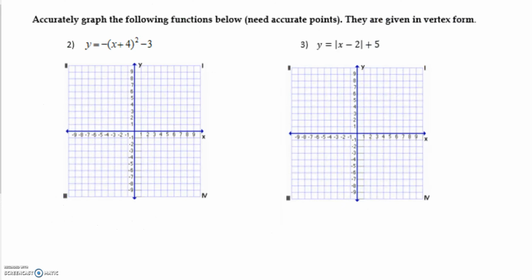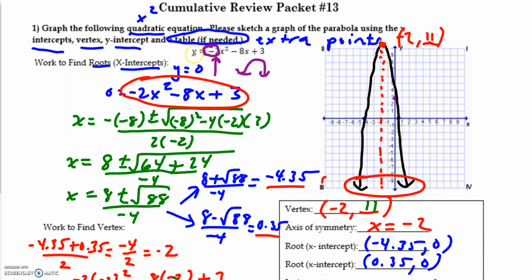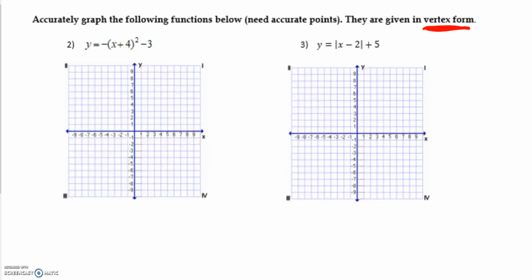Numbers 2 and 3. These functions are given in vertex form. Unlike number 1, this is given in standard form. Whenever you're given something in standard form, that's when you need the roots, vertex, and y-intercept. But if you are given in vertex form, that means you can see the vertex right away.